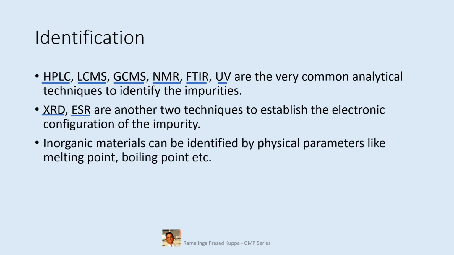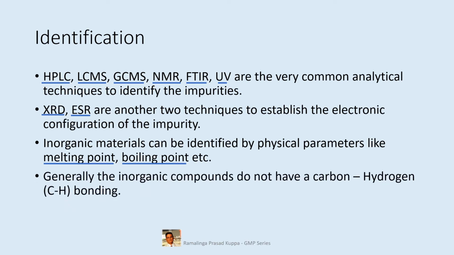Inorganic materials can be identified by physical parameters like melting point, boiling point, etc. Inorganic materials have specific physical parameters like melting point, boiling point, freezing point, etc. Response to chemical tests like flame test or metal test are also done. Generally, the inorganic compounds do not have a carbon-hydrogen CH bonding. Since the inorganic materials do not have any carbon-hydrogen bonding in many compounds, the techniques that work on the principle of presence of carbon-hydrogen bonding, the above techniques described, are not suitable for identification.